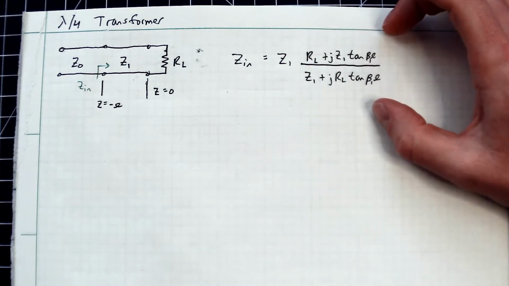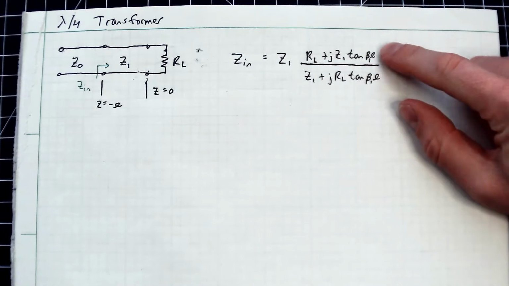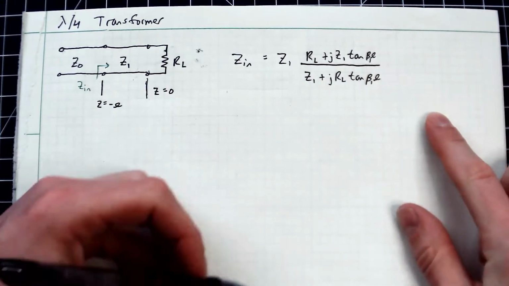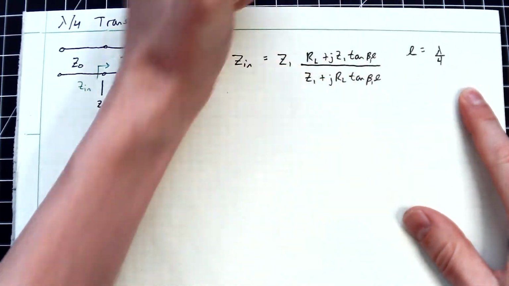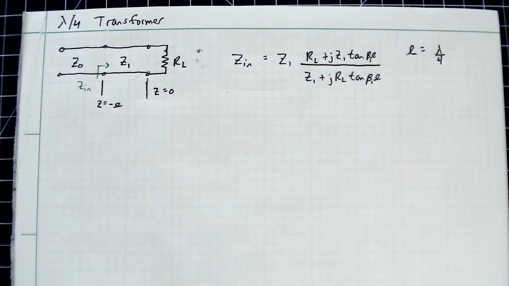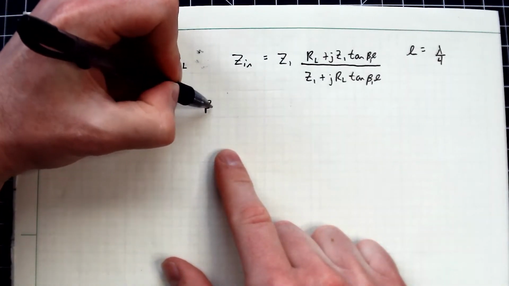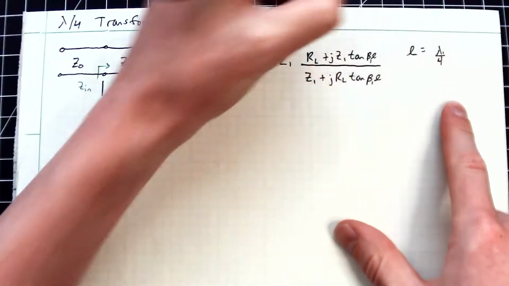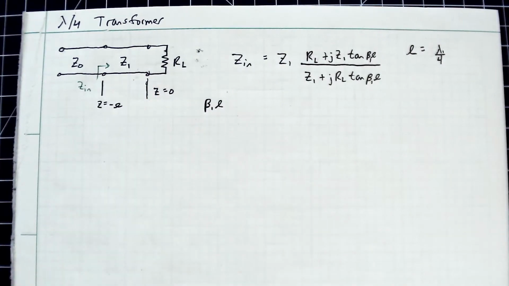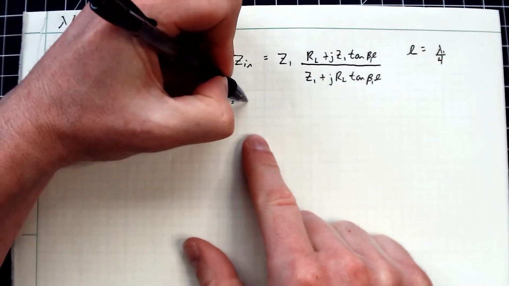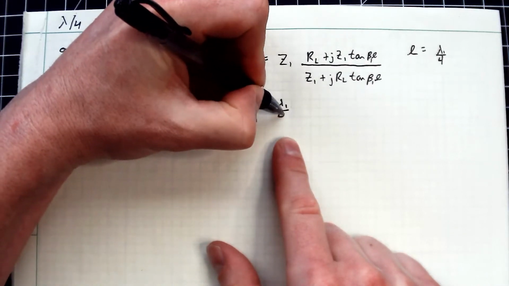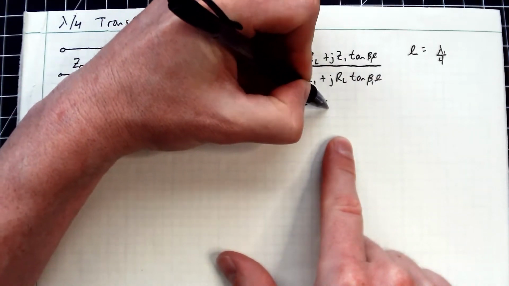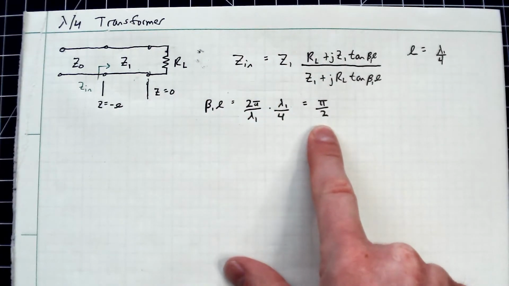And it's big and it's nasty, but some special things happen if you choose this L to be just the right value. So I'm going to set L equal to lambda over 4. So why would I do that? Well, the answer is simply just calculate beta 1 L. And I guess we'll say lambda 1 because there's a wavelength associated with the frequency in this particular transmission line here. So I'm going to get 2 pi over lambda 1 times lambda 1 over 4 is equal to pi over 2.